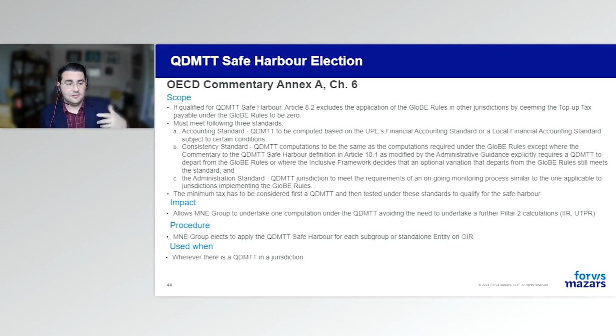What they're saying is, if you follow that standard, you could technically have a difference, because QDMTTs are variable versus the GloBE rules, which are pretty nailed down. By having the safe harbor election, you can forego that extra data step after calculating your QDMTT.